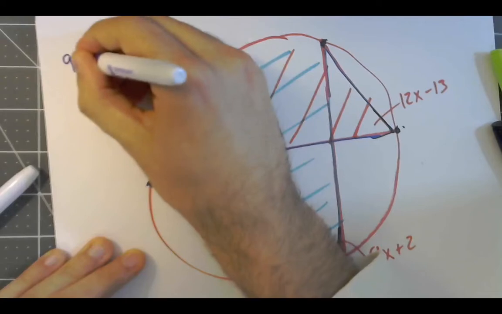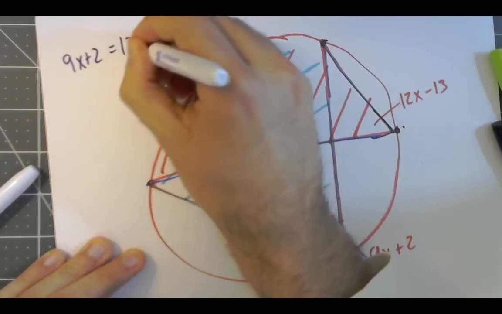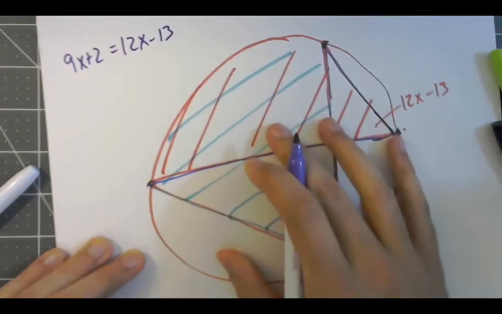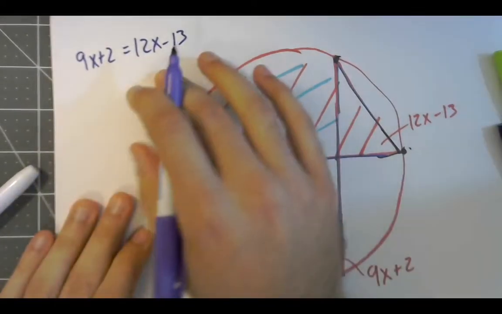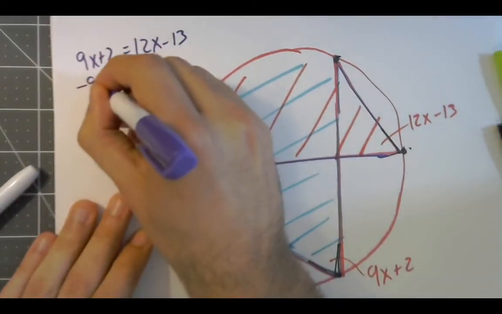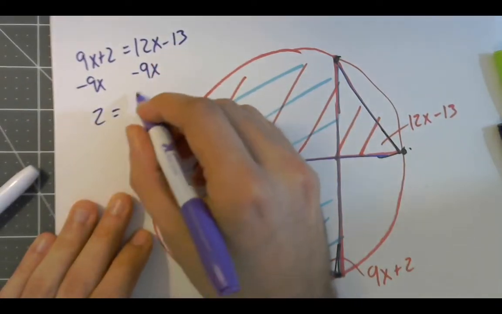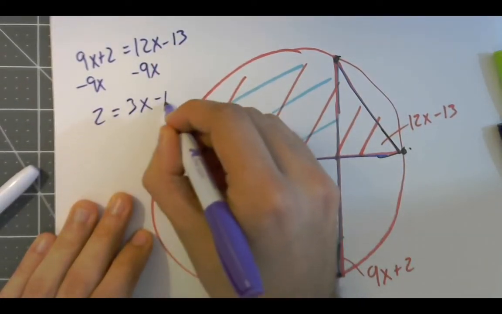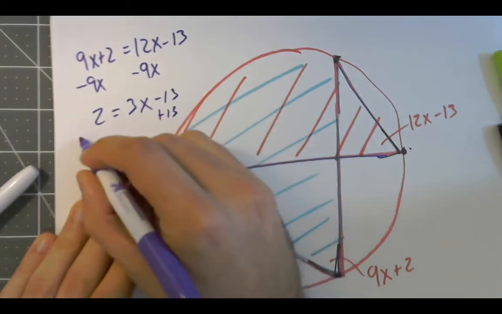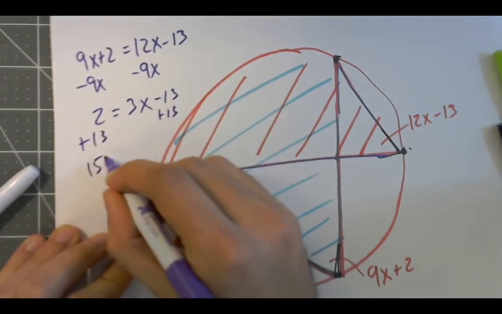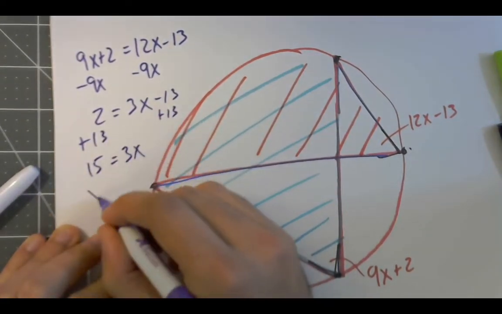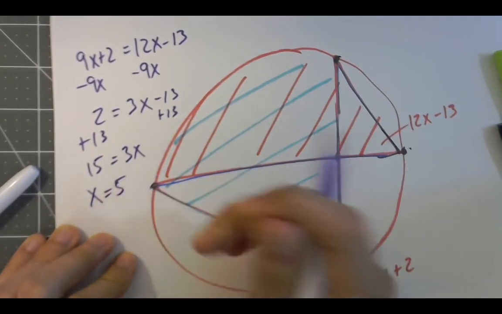9x plus 2 equals 12x minus 13. And then we just have a simple algebraic equation to solve now. Minus 9x, I have 2 is 3x minus 13. I'll add the 13, I'll add the 13. 15 equals 3x. So x should equal 5.